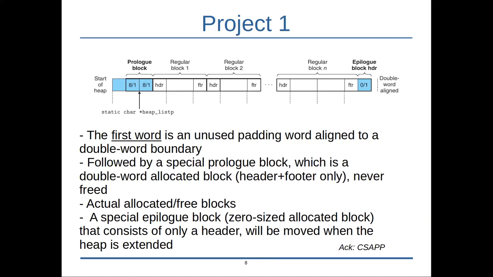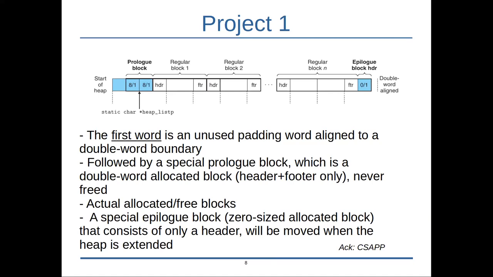Why don't you need a footer for the epilogue? For the epilogue, there's no footer, right? So you only need a header. Well, typically you could put a footer as well, right? But again, there is no point in doing it. I guess the reason they don't do that is because you typically don't access the footer if you already found in the header that this block is allocated.